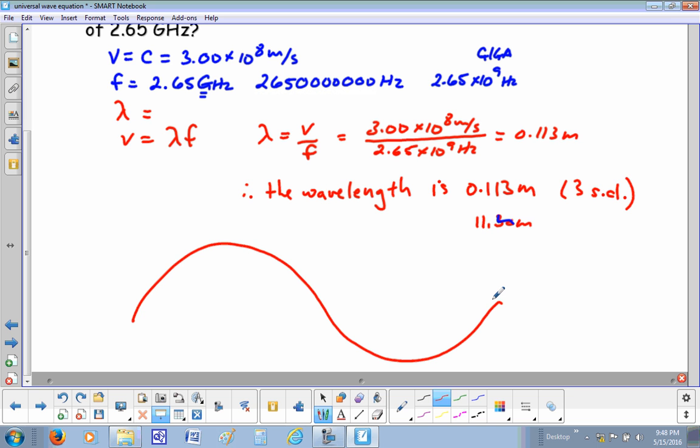And that's it for the universal wave equation. Very simple equation, lots of power within it though.